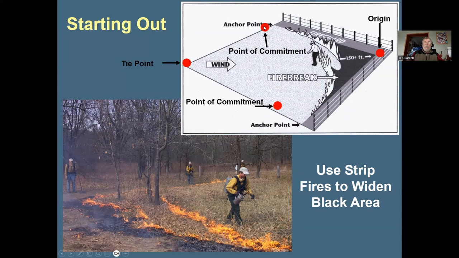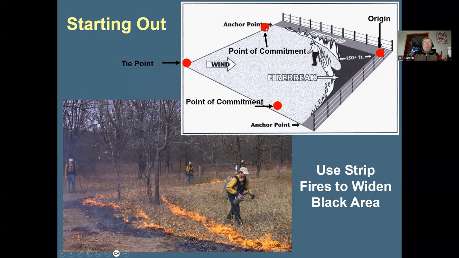The second points, there are two, one on each side of your break, and that is called the point of commitment. Basically, if you start at the origin and you have one crew moving in this direction and the other crew starting at the origin and moving in this direction, the point of commitment is where you switch from lighting either backing or flanking fires to lighting head fires. So the point of commitment is going to be in these two areas where you've rounded the corner, and generally all of this area downwind is black.